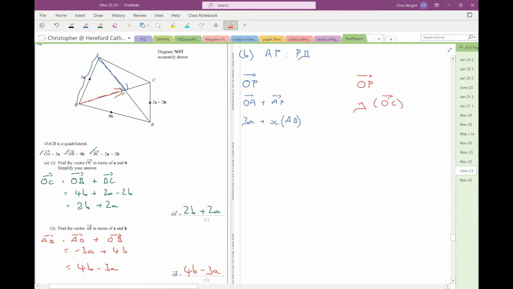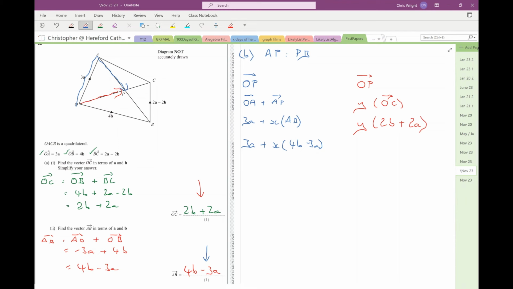Now, conveniently enough, if I go back to my blue route, I've got 3a plus x AB, and you've already worked out A to B, so that's x of 4b minus 3a. I've just copied that from this answer here. And similarly, in the red route, I've already worked out OC. O to C is 2b plus 2a. I've just copied that from there.